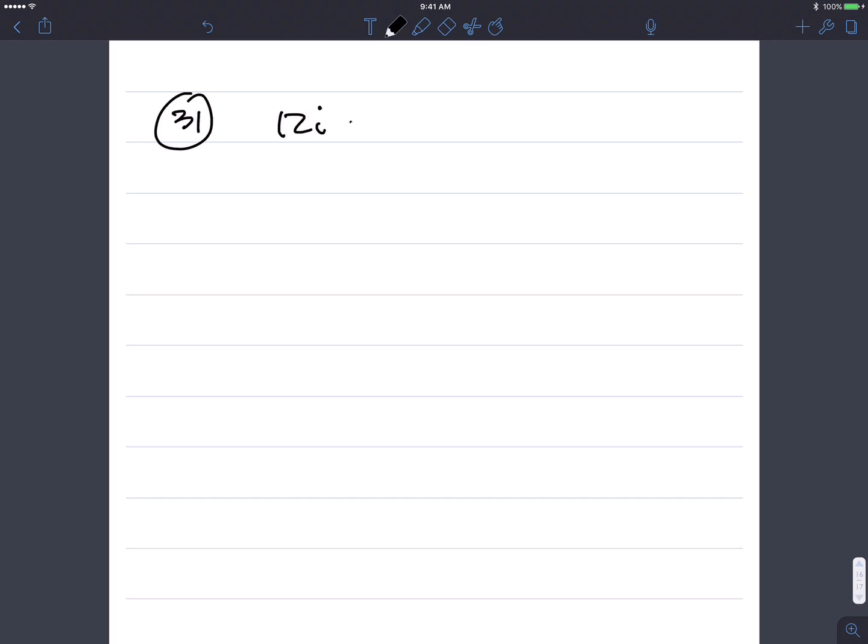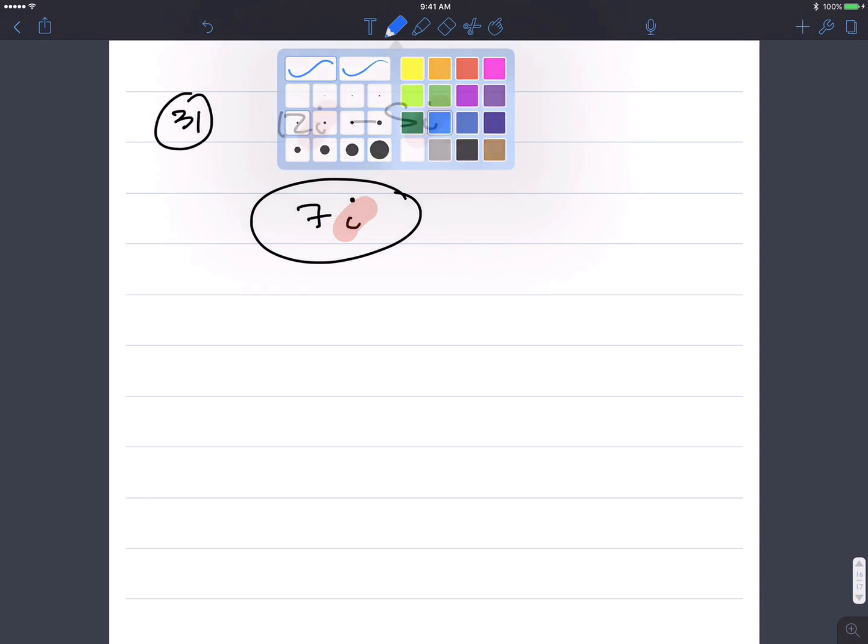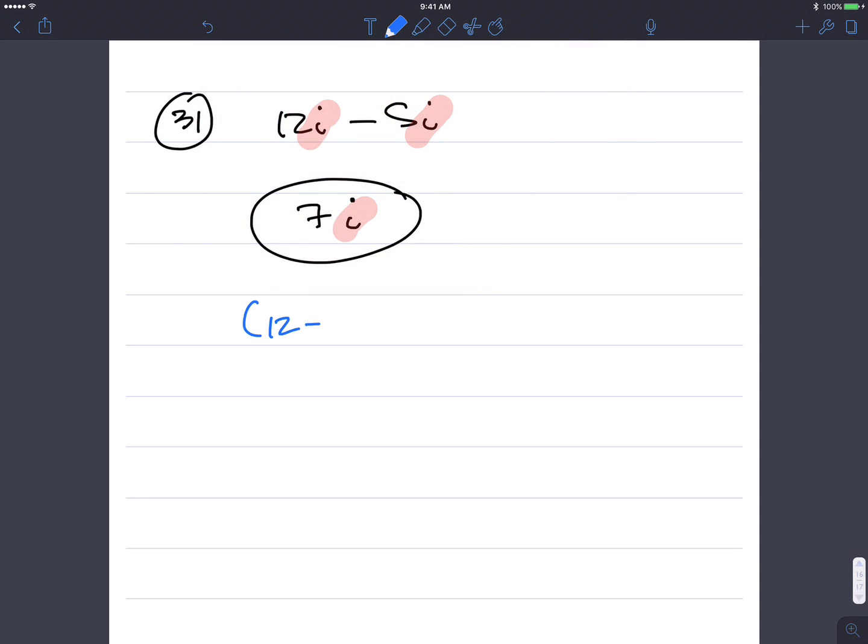We have 12i minus 5i. Same idea holds. We got 12 apples minus 5 apples, and that's going to give me 7 apples, or 7i. Where the i is considered an apple, not really, it's imaginary. You guys see the point. Now if you wanted to, in class, if you recall, you're really taking the 12 minus 5, you're doing that arithmetic, and you're keeping the label i. And 12 minus 5 is 7, so this is 7i. Either way you want to look at it is fine.